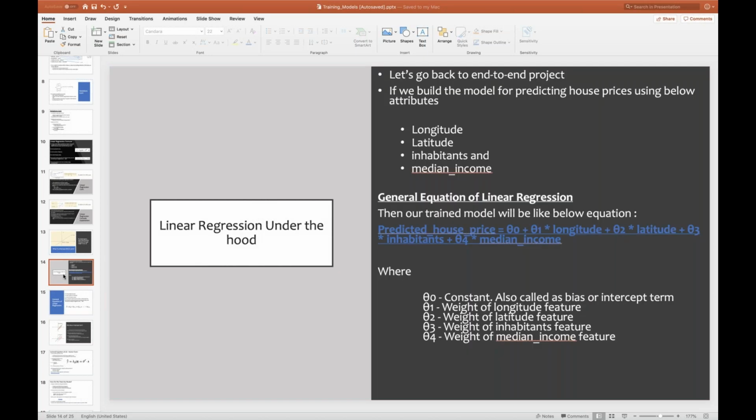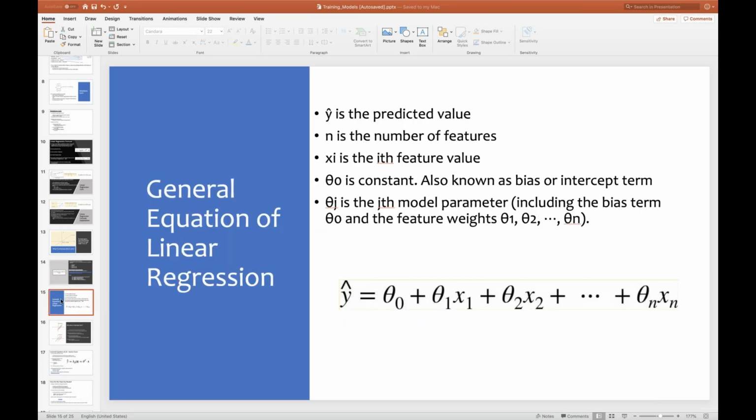Now, what is the general equation? The general equation formula is: y hat, or y cap, is the prediction. Theta 0 is the intercept value. Theta 1 is your model parameter, and x1, x2 are the feature values. Now let me read this out carefully so you'll understand what I'm talking about.